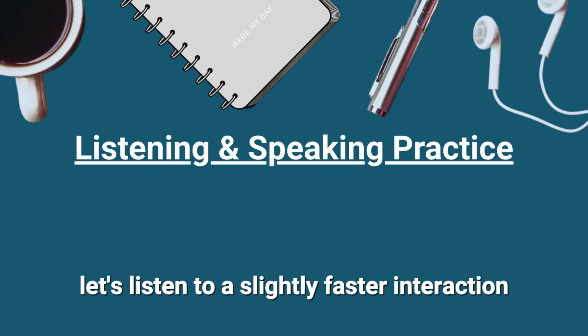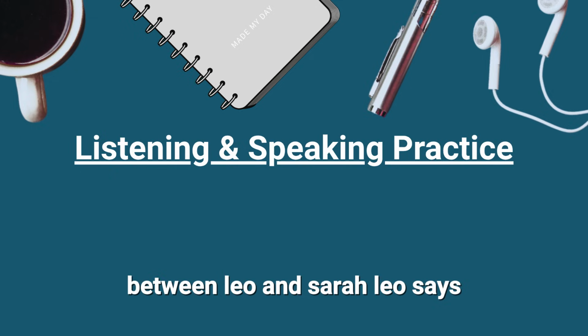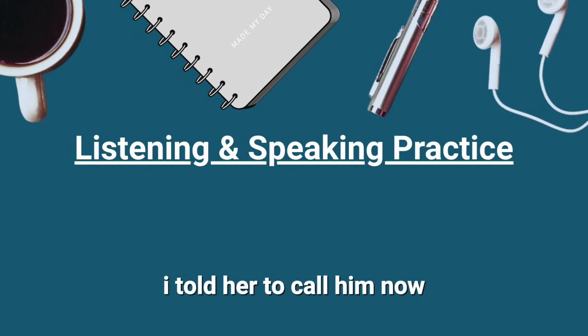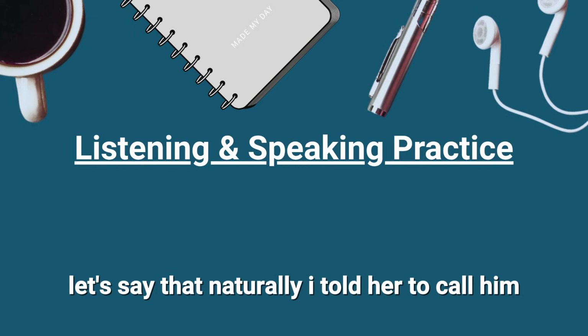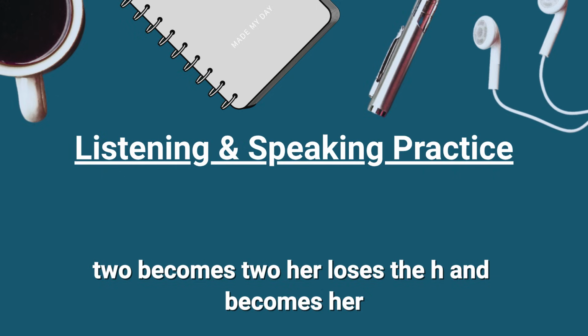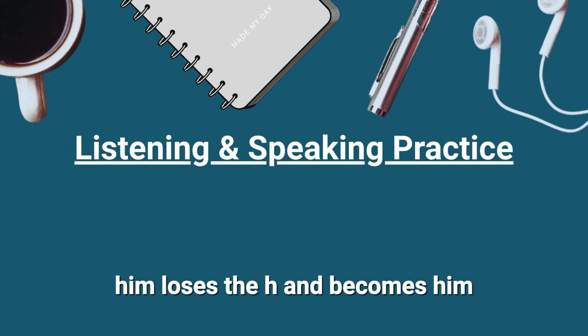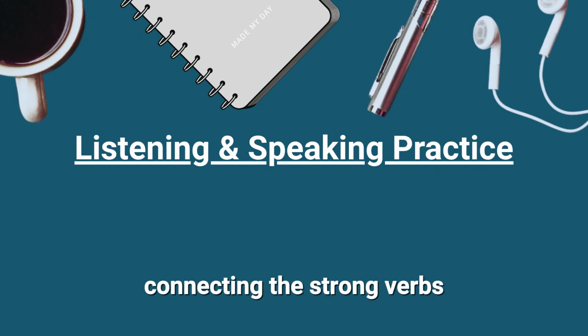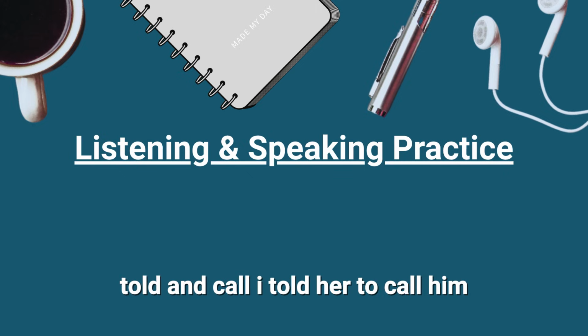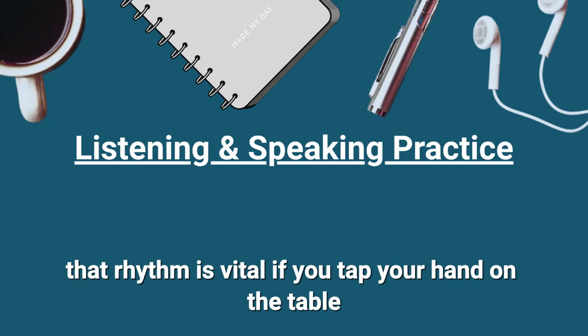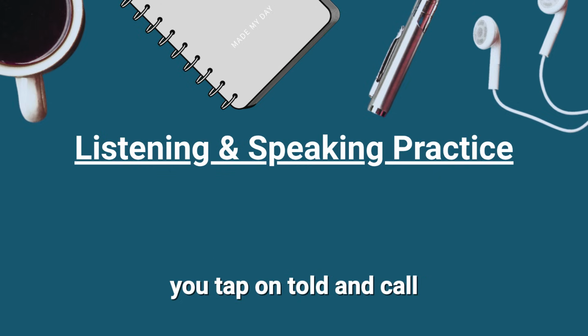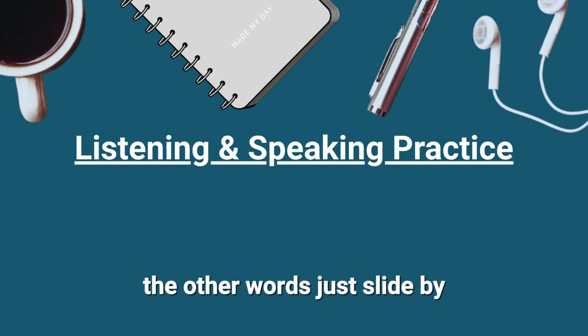Let's listen to a slightly faster interaction between Leo and Sarah. Leo says, "I told her to call him." Now, let's say that naturally. "I told 'er to call 'im." "To" becomes "t'." "Her" loses the H and becomes "er." "Him" loses the H and becomes "im." The sentence is a string of weak sounds connecting the strong verbs "told" and "call." "I told her to call him." That rhythm is vital. If you tap your hand on the table, you tap on "told" and "call." The other words just slide by.